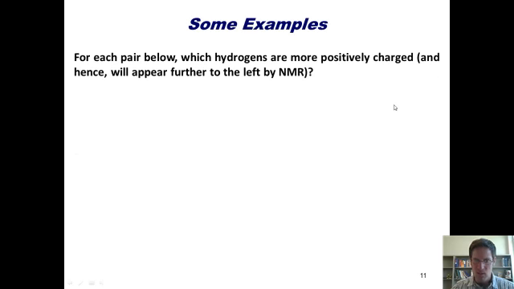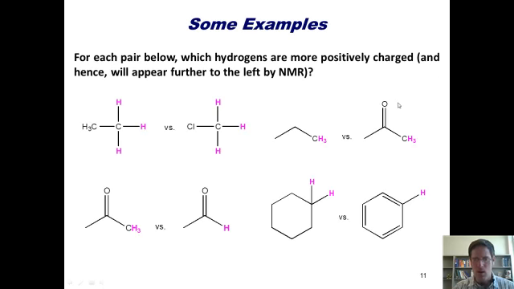So I ask you, for each of the pairs of molecules shown here, which hydrogens do you think are more positively charged and hence will appear further to the left on a proton NMR? And why do you think that? Now, if you want to, you can pause the video here and consider the answers before going on.